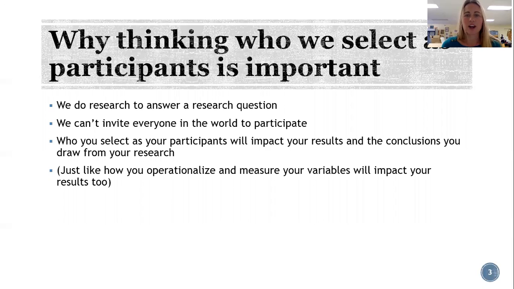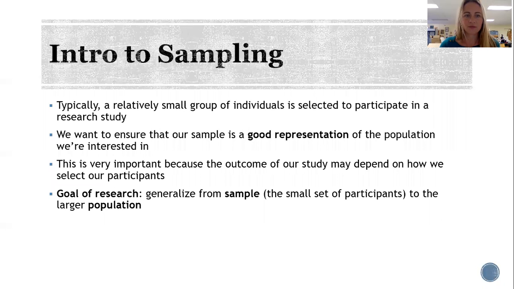So we do research, obviously, to answer some research question, and we can invite everyone in the whole world to participate. But who you select to participate is really important. It will impact your results and the conclusion that you can draw from your research. This is just like what we talked about last week, that similarly, the way that we operationalize and measure our variables will impact our results too.